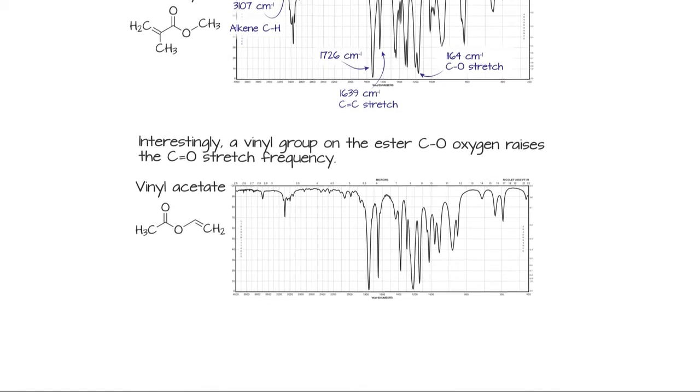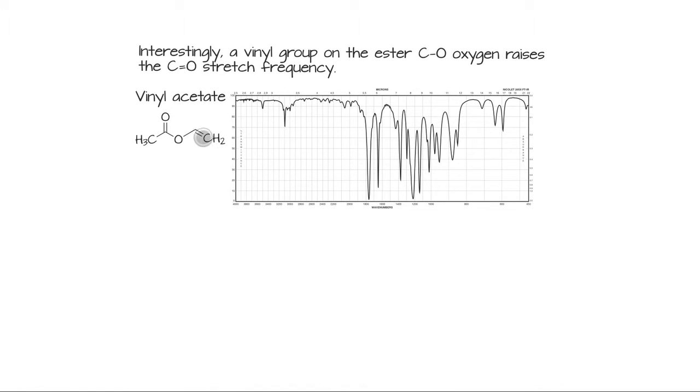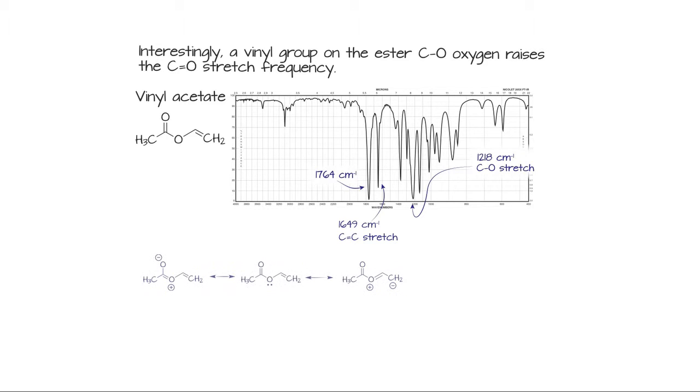Now, what if I put the vinyl group on the other side of the oxygen? Not here, conjugated with the carbonyl, but here, conjugated with the lone pair on that oxygen. In that case, I greatly increase the frequency from 1740-ish to 1764. So why would that happen? Well, I've actually helped that oxygen become more electron withdrawing. Let's explore.